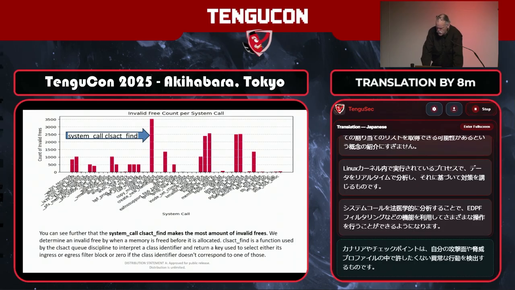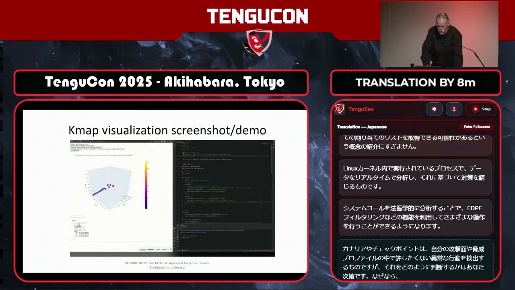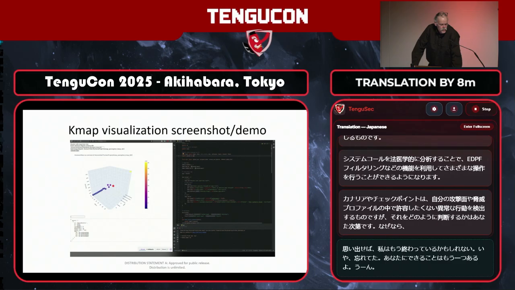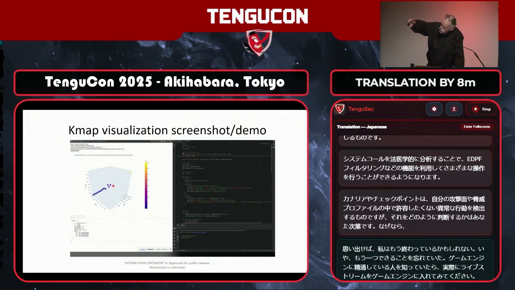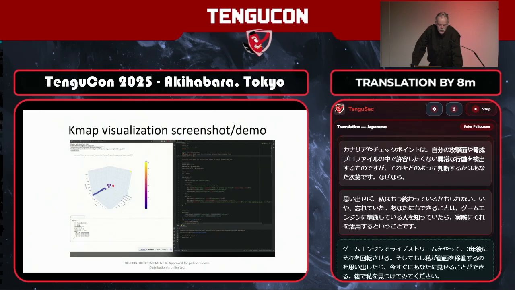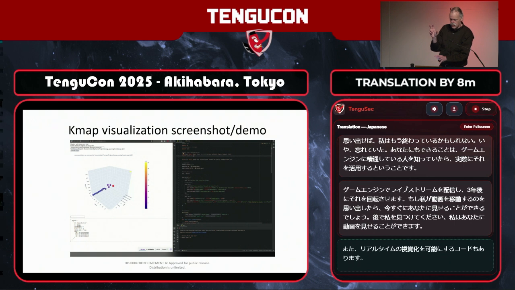Because if I recall, I might be done. No, I forgot about another thing you can do: if you know somebody who knows game engines, actually put the live stream in a game engine and rotate that thing in 3 degrees. If I'd remembered to move the video, I'd be able to show it to you right now. Maybe catch me later and I can show you the video. But we also have code that allows for real-time visualization of allocation data so that you can see those screens.